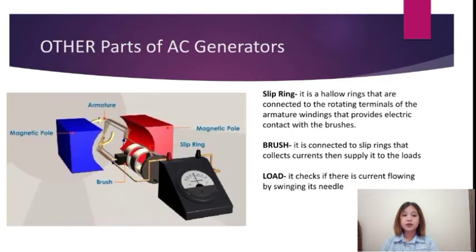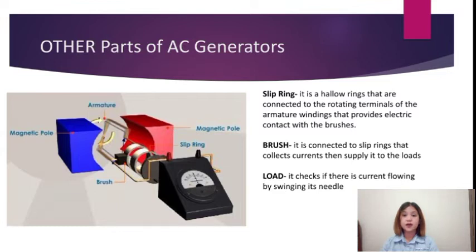And here are some more parts of an AC generator. It has slip rings, brush, and load. The slip rings are hollow rings that are connected to the rotating terminals of the armature windings that provide electric contact with the brushes.